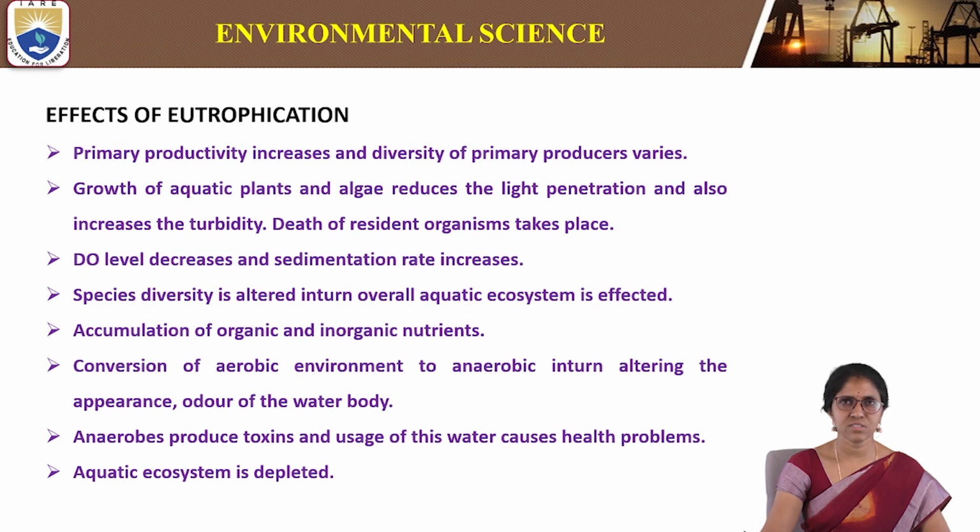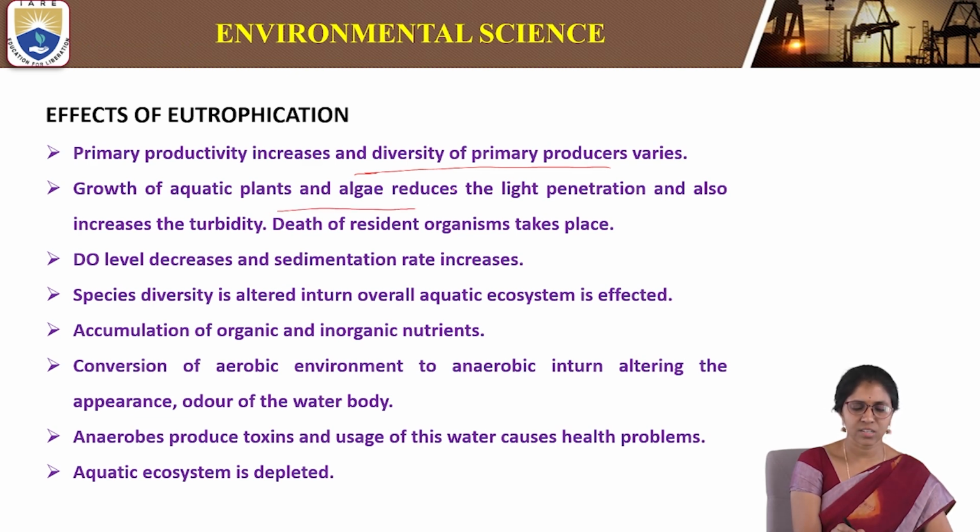So what are the effects of eutrophication? Primary productivity increases and diversity of primary producers varies. Primary productivity increases, plant growth increases, and diversity changes. Growth of aquatic plants and algae reduces light penetration and also increases the turbidity. Death of resident organisms takes place due to eutrophication.